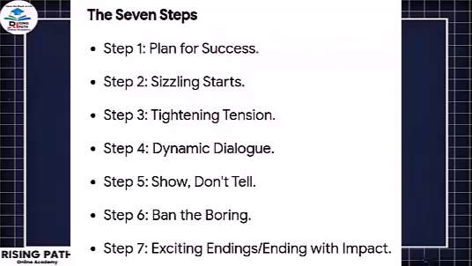Okay, the 7 steps of a narrative are: step 1, plan for success; step 2, sizzling starts; step 3, tightening tension; step 4, dynamic dialogue; step 5, show don't tell; step 6, ban the boring; step 7, exciting endings with impact.